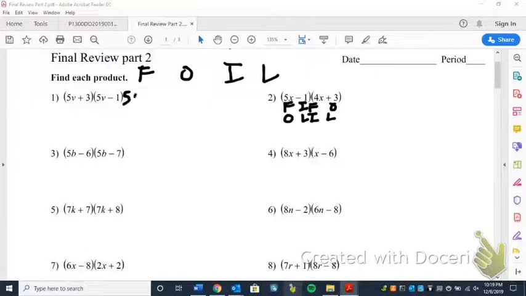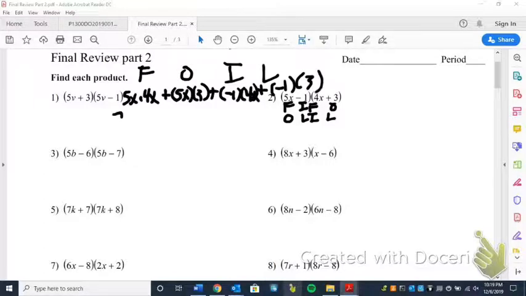So when we FOIL, we start off with 5x times 4x. We're going to add to that our O's, 5x times 3. We're going to add to that our I's, which is negative 1 and... I'm not sure what I just wrote there. Oh, sorry, I was looking at the wrong problem. I got confused. Negative 1 and 4x. And then our L's, which are negative 1 and 3. I was looking at number 1 again. Silly me.